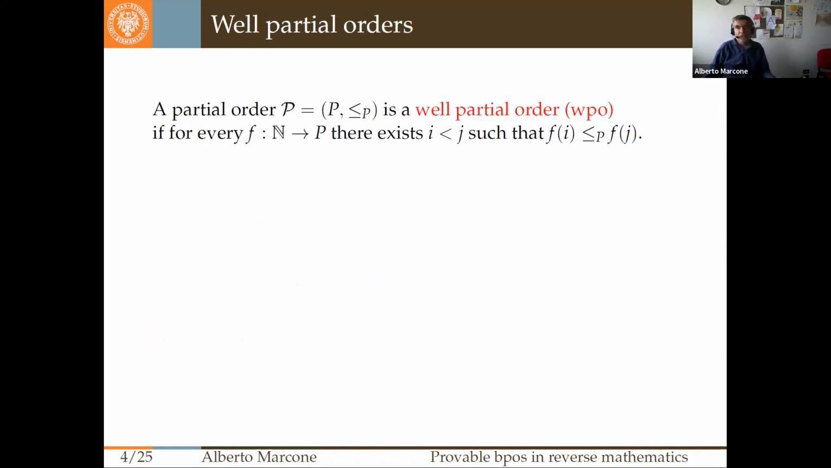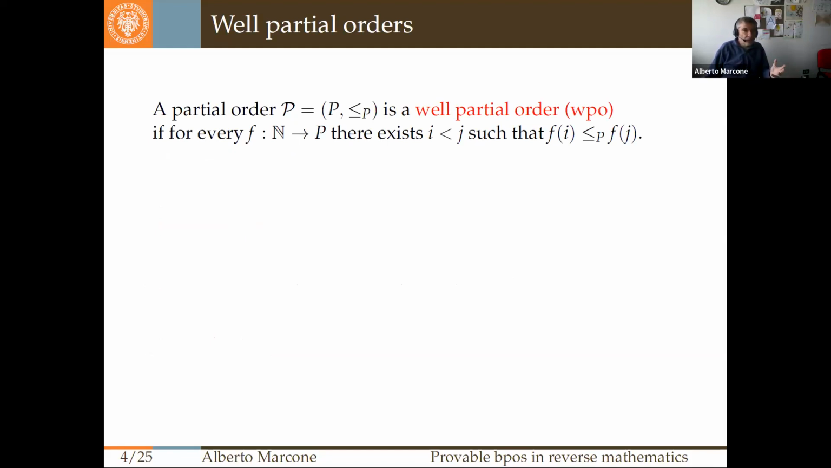So first, well partial orders. We have a partial order P, and we say that it's a well partial order if it satisfies the following condition. Whenever you have a sequence f of elements of P indexed by the natural numbers, you will be able to find indices i and j such that i is before j, and f of i, the ith element in the sequence, is below the jth element in the sequence.